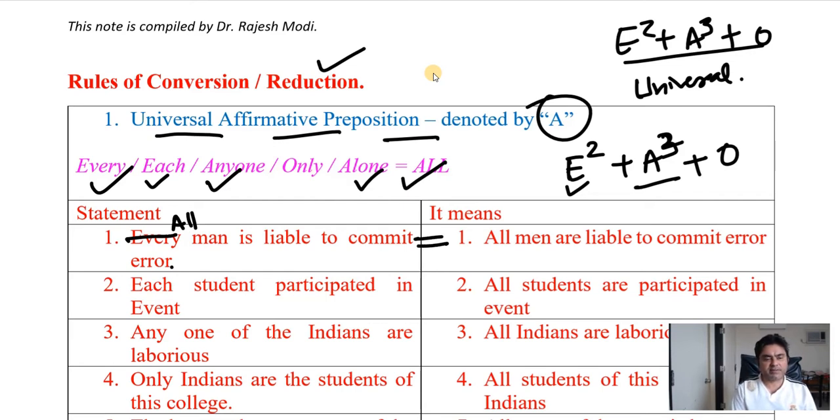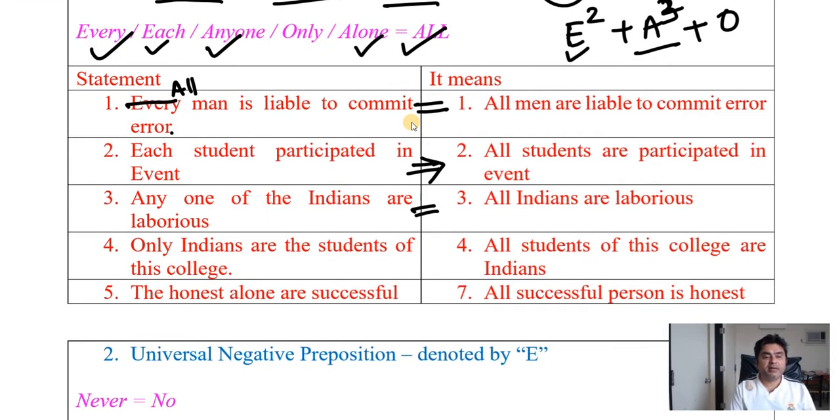Only Indians are the students of this college. It means all students of this college are Indian. The honest alone are successful. So here the word alone is there. It indicates all. So all successful people are honest. Are you clear? So remember, each, every, any, alone, all, only indicate universal. Positive or negative, that you will come to know by reading the proposition or sentences.